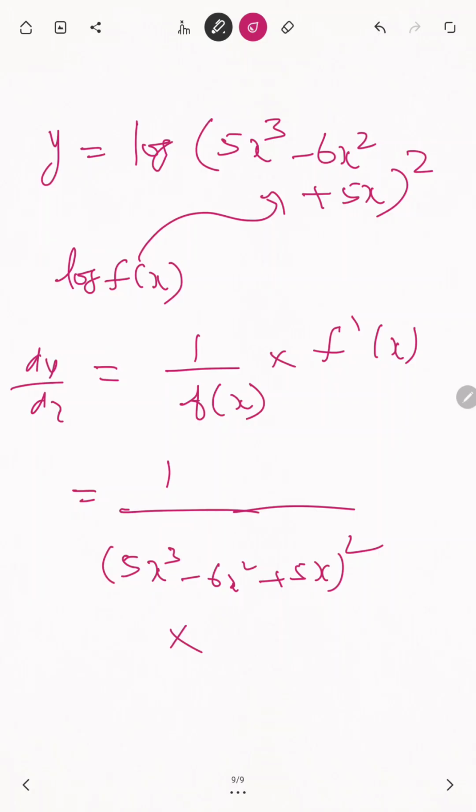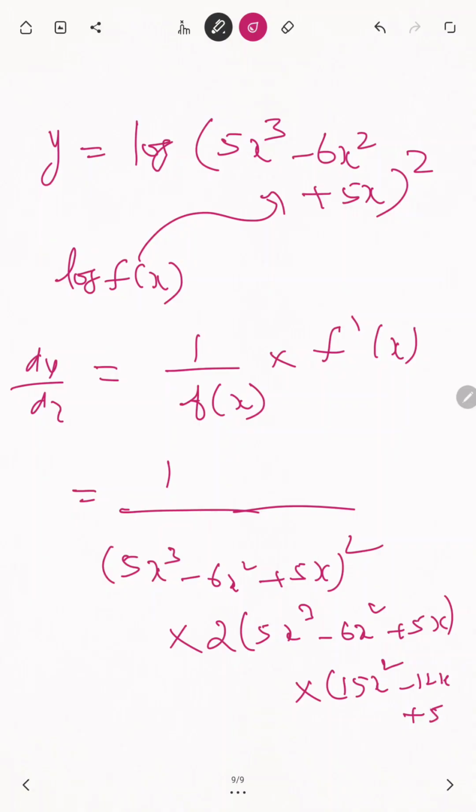What is the algebraic function rule? First, you differentiate the power. Then power is what? 2, don't disturb the base. 5x cube minus 6x square plus 5x, and subtract 1 from 2, 1 only, into what? Power is over. Then base I have to differentiate. 15x square minus 12x plus 5. This is the answer. Then you will simplify, you will get this.